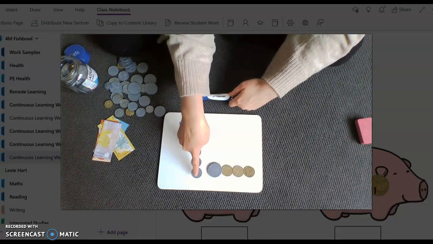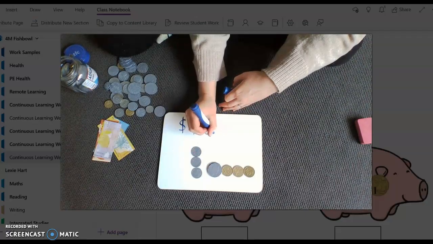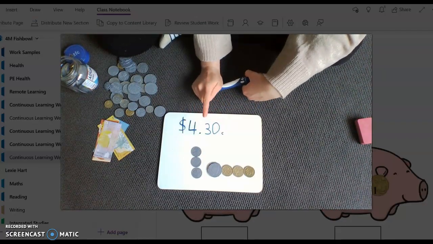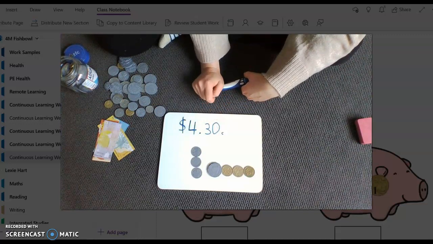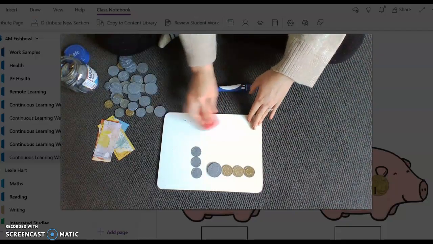I can count by tens. 10, 20, 30. I have 30 cents. I can put a small c here to show the cents. I have $4.30, and that is how we write it. All right, let's do another example.